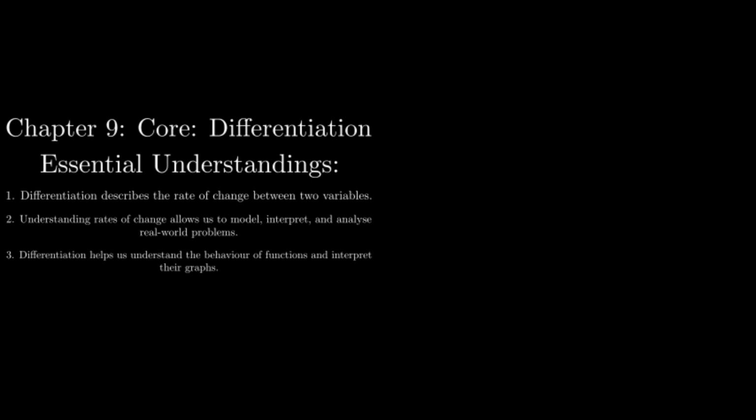It lets us find the peaks and valleys of a graph, determine where a function is increasing or decreasing, and pinpoint its steepest points. In other words, it allows us to interpret the key features of a function's graph. So what will you be able to do by the end of this chapter? Let's look at our learning objectives.